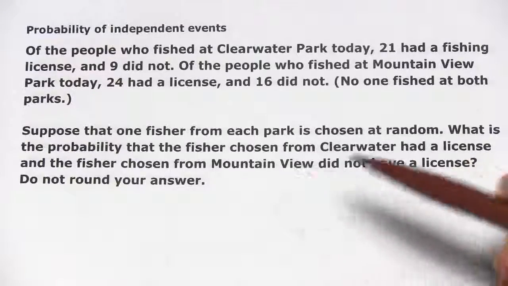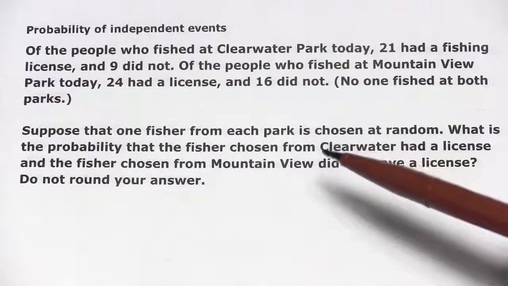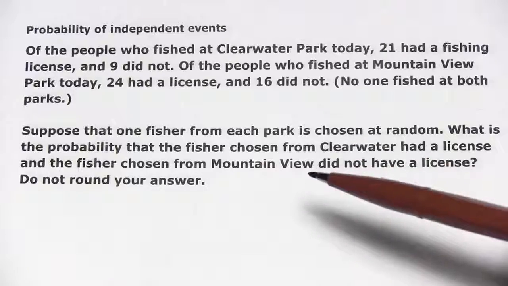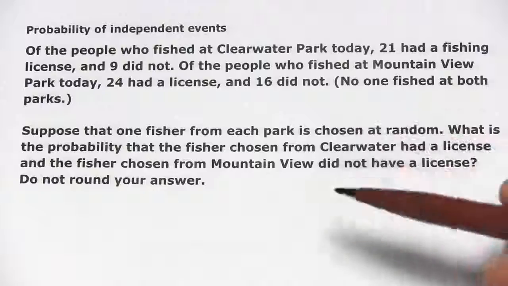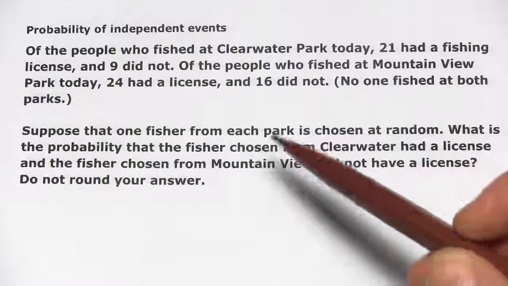In these problems, we're talking about the probability of independent events. And independent events are events that don't affect each other. The outcome of one does not affect the probability of the other. Let's take a look at this problem.